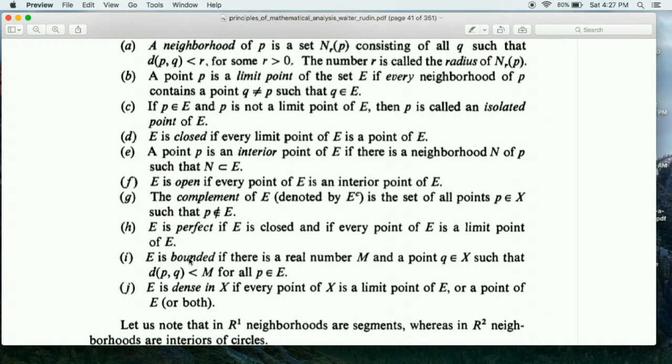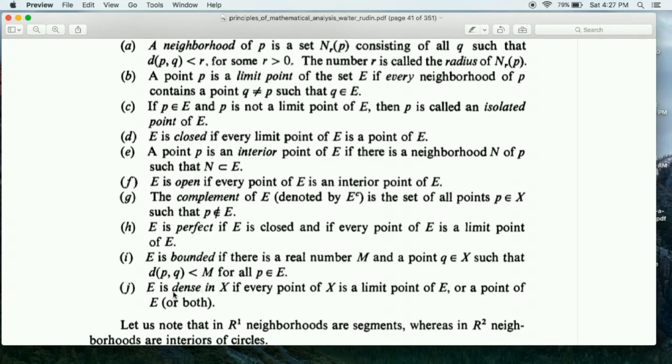The set E is said to be bounded if there exists a real number m and a point q in the bigger set X such that the distance between p and q is always less than m for all p in E. So no matter what point I take in E, the distance of that point from some fixed point in the bigger set X always has to be less than some number m. Then that set will be called bounded.